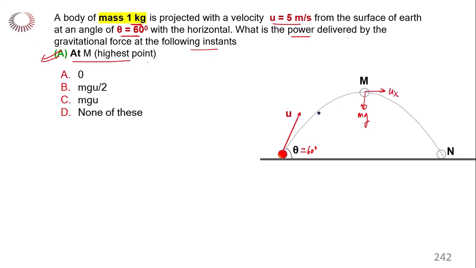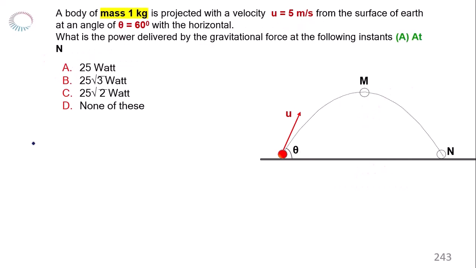Force dot velocity. This is the force vector and this is the velocity vector. So what is the power developed by the mg force? F dot v, but the angle is 90 degree. So what is happening? Then it is 0. Understood? Now you are asked to calculate the same thing at point N.